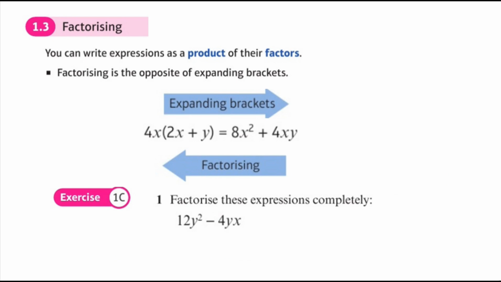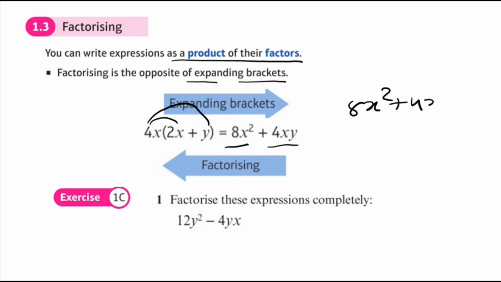Next topic is factorizing. You can write an expression as a product of its factors, and that is what we call factorizing. We also know factorizing is the opposite of expanding brackets, which we already learned in IGCSE. Just a quick recap: if you multiply 4x times 2x, it will give us 8x squared, and 4x times y will give you 4xy. This is just expansion. Now how to factorize this?